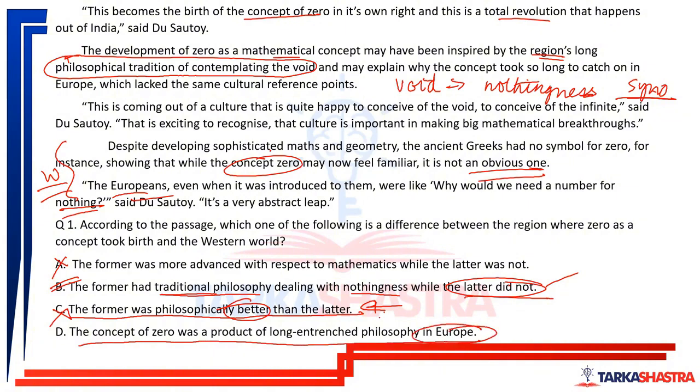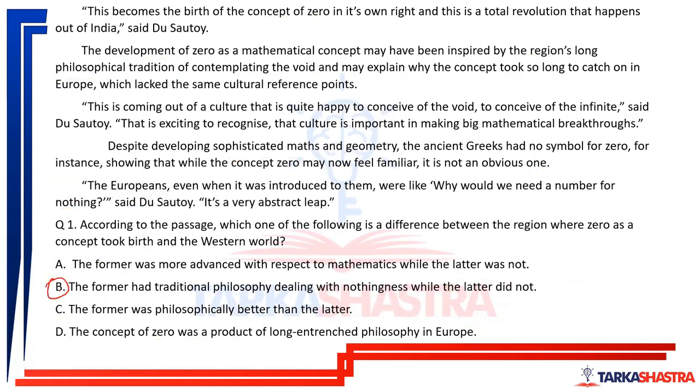Now, a lot of us could get a little bit antsy, or a little bit hurried while we are attempting, so we might not look till the end. Okay, here what is the answer? The concept of zero was a product of long entrenched philosophy, but where? In India or in this part of the world. Okay, not the European part of the world, right? So factually also B is the best option available to us.